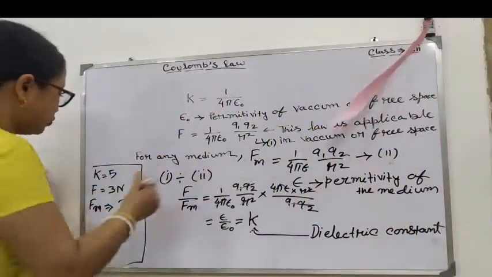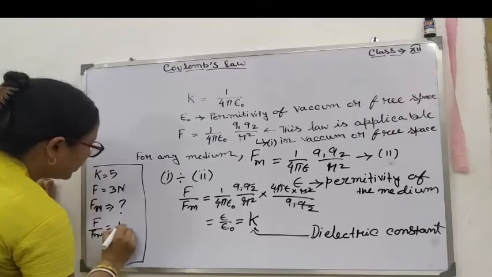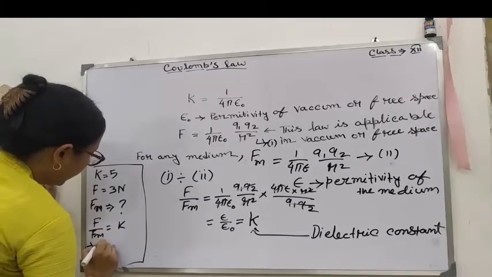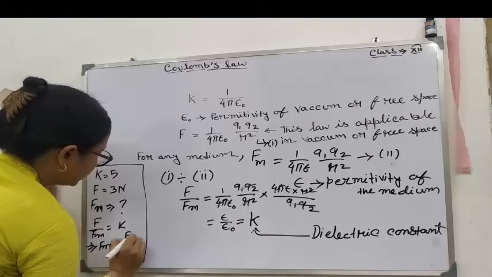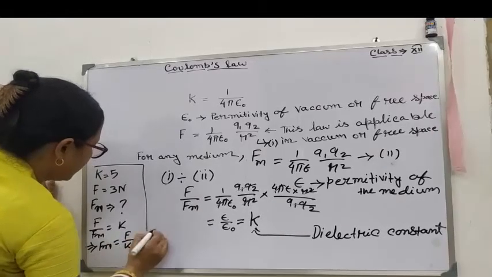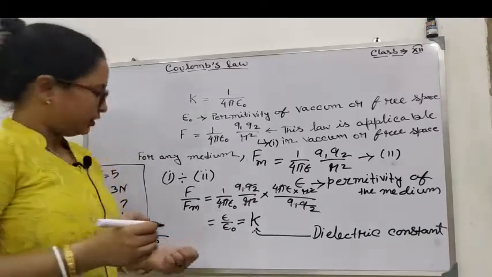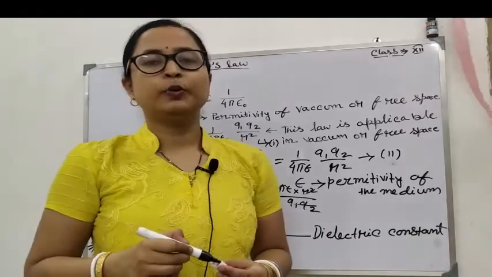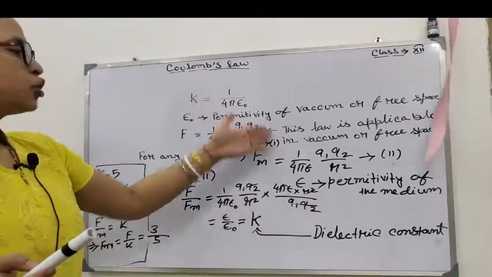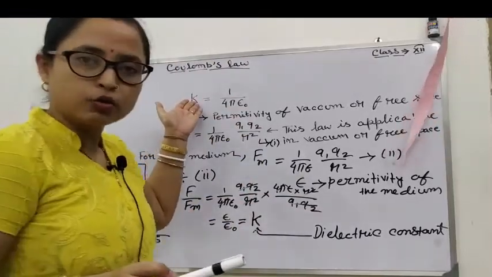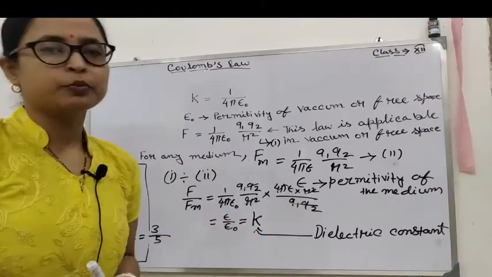How? F by Fm is equal to K, na? So Fm is equal to F by K. That means you have to divide 3 Newton by the dielectric constant only. This type of small 1 mark numerical can also be asked in your board exam. So this is all about Coulomb constant and dielectric constant. You can take a screenshot of this.